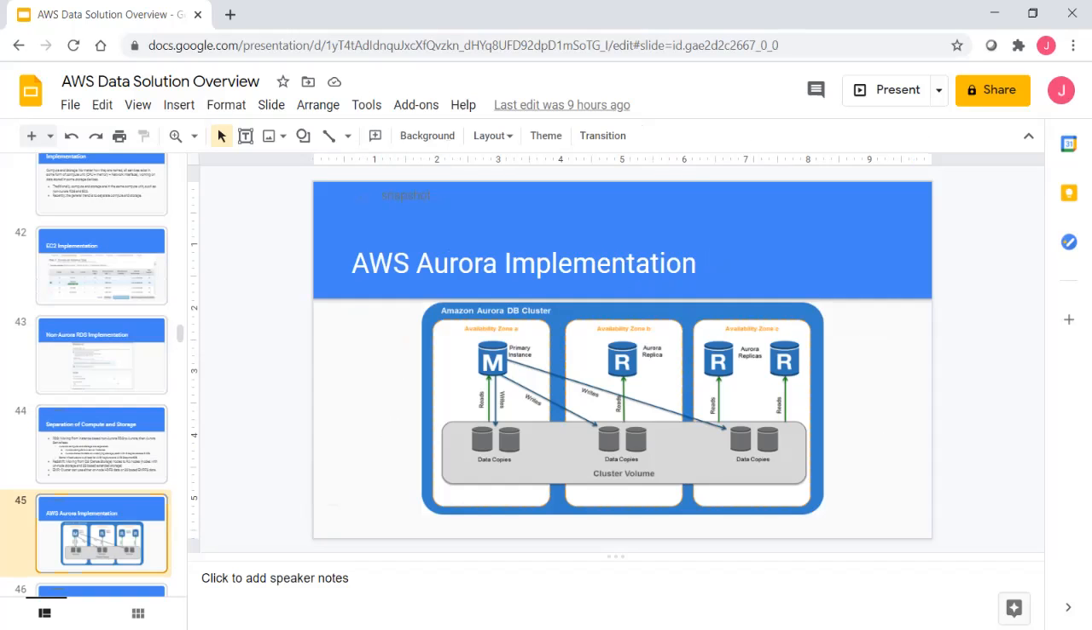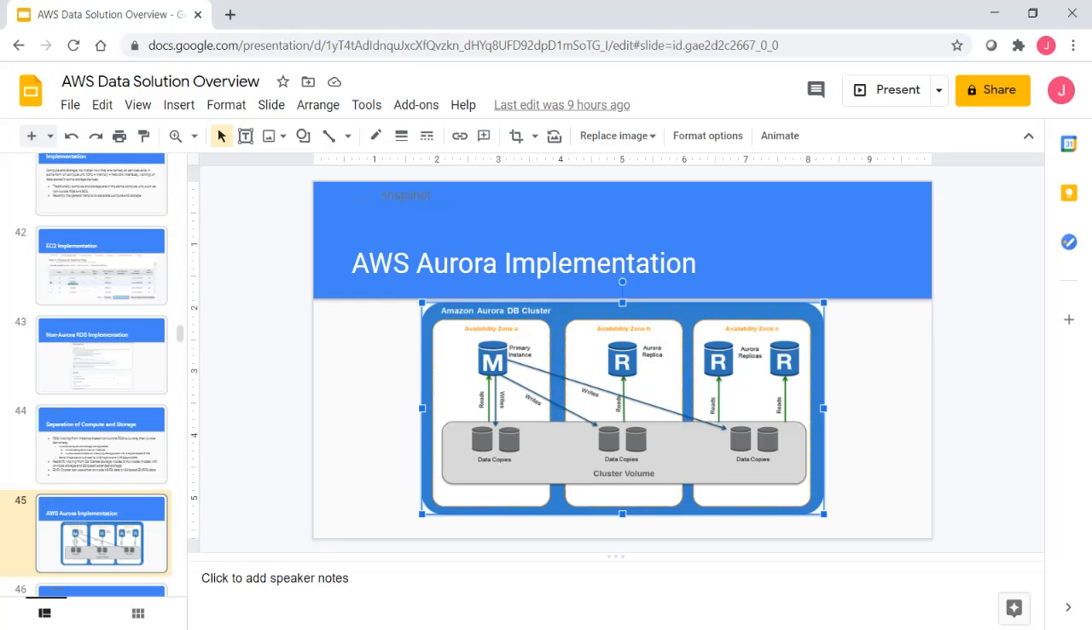Basically, this is the Aurora implementation. You can see that the underlying gray part is a data copy. It's established across 3 different availability zones with 6 copies, right? And you have one primary instance, the main instance, that will communicate with the underlying data. So this is the compute and the storage separated.